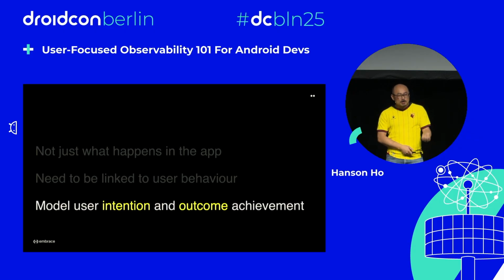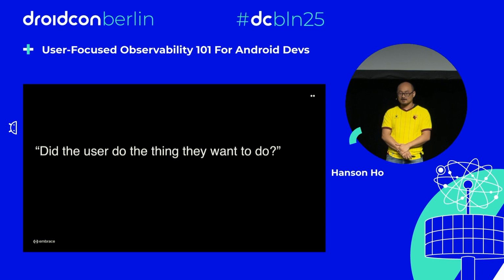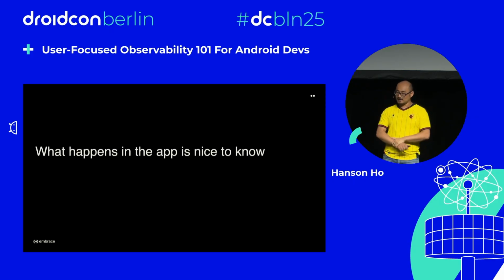What you want to do is model intention and outcome achievement. Because when someone uses your app, they don't care about how fast it is. They care about whether they're able to do what they want to do when they open your app and click the button. Did the user do the thing they want to do? Was that achieved? That is the prime question of user-focused observability.